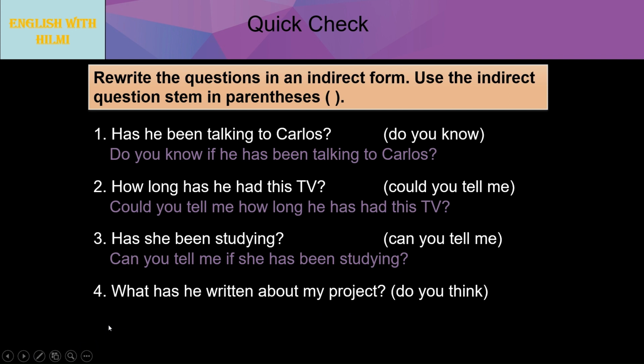The last one: what has he written about my project? The question stem is "do you think". Can you guess? Great job. What do you think he has written about my project?